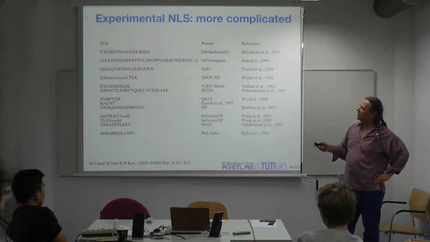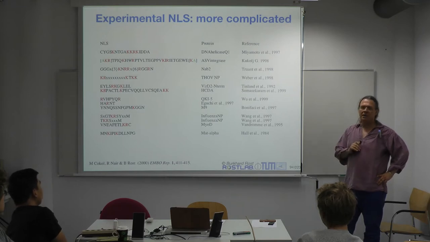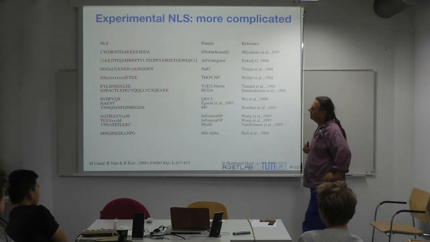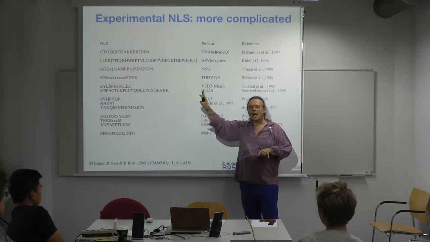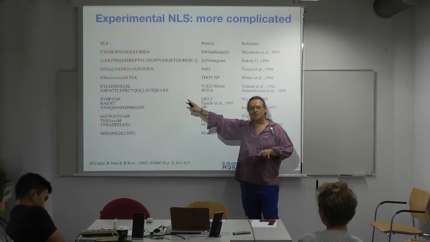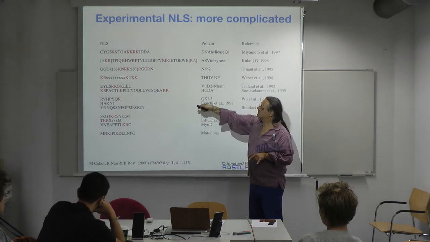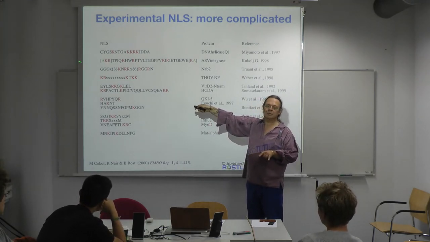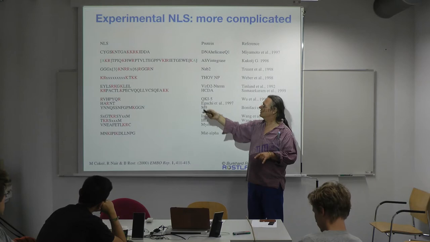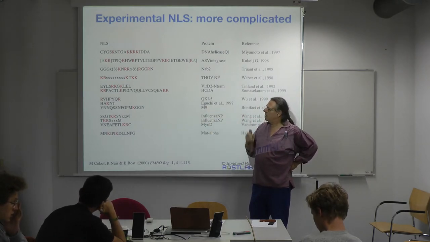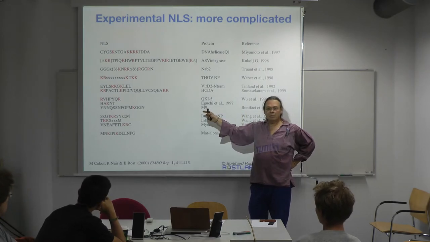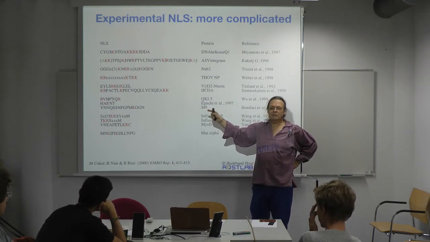Here are some more of those, which makes it even more complicated. More complicated in the sense that there is no simple motif that you can read off and say, well, they're enriched in positively charged residues. Yes, but sometimes there can be a lot of spaces in between. And we get to background probabilities of two positively charged residues. Now, these were nuclear localization motifs defined by experimentalists.